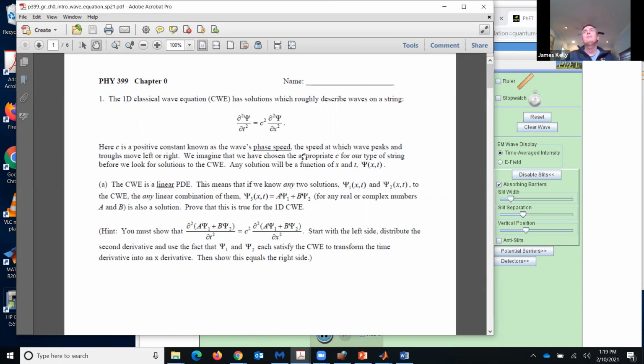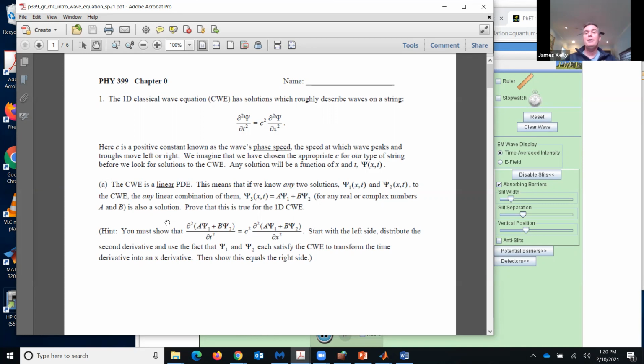Linear means the following. A partial differential equation is linear if, given any two solutions to it, you can take any linear combination of them, meaning with constants. So here I'm going to imagine that psi1 as a function of x and t is a solution to the wave equation, and psi2 is also a solution. What we want to prove, and it's fairly straightforward, is that any linear combination of psi1 and psi2 is going to be a solution to that partial differential equation.